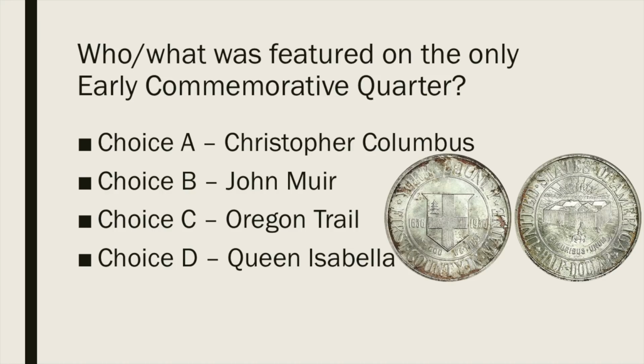So keeping in touch with the commemorative themes, who or what was featured on the only early commemorative quarter? So when I say early commemorative, I'm talking about 1892, I believe, to 1954. And our choices are choice A, Christopher Columbus, choice B, John Muir, choice C, the Oregon Trail, and choice D, Queen Isabella. And we have on the photo, I think it's the York County commemorative, just a nice picture that I found online.